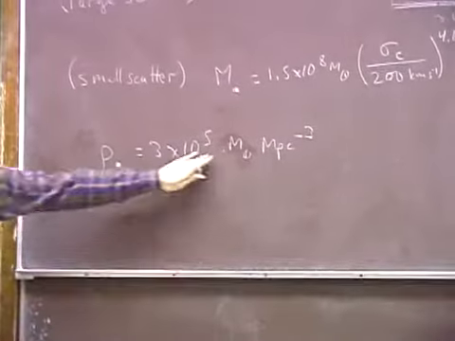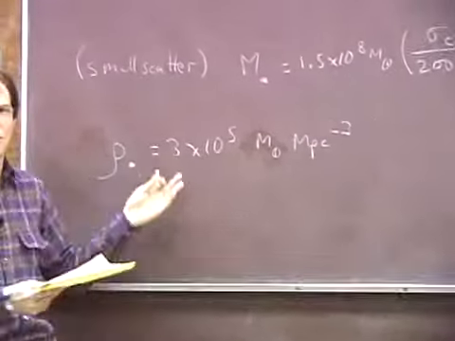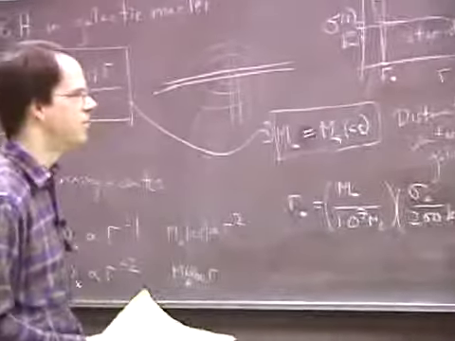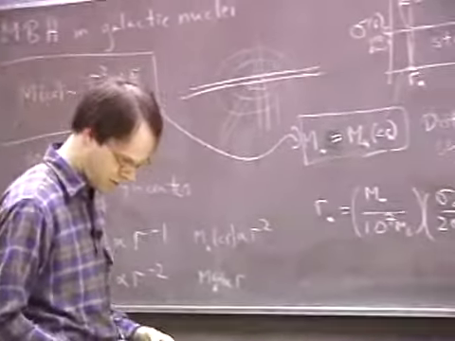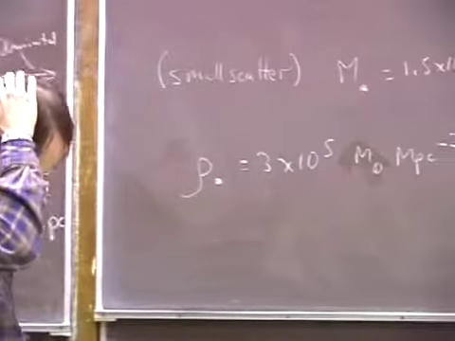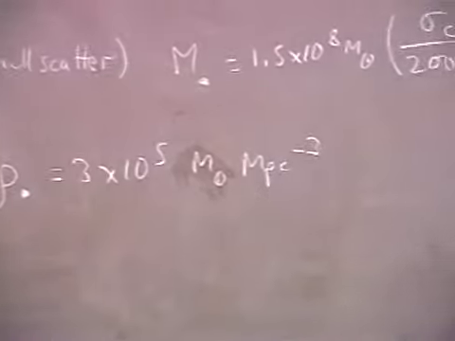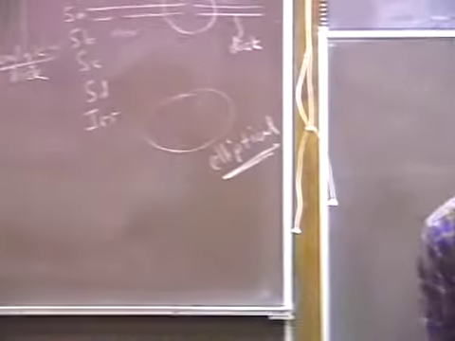So that doesn't tell you, of course, how many there are of any particular mass. It just tells you the integral over all the masses. There's 3 × 10⁵ solar masses per cubic megaparsec in the supermassive black holes. And you should just compare that to the numbers for stars, which I gave you a few lectures ago. Let me dig that up here.